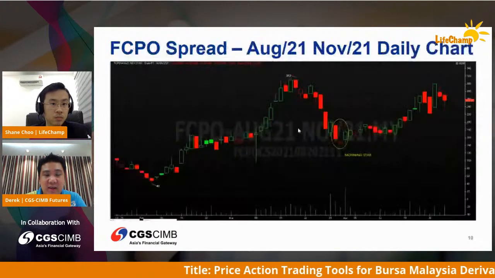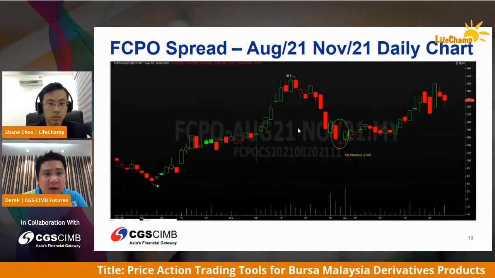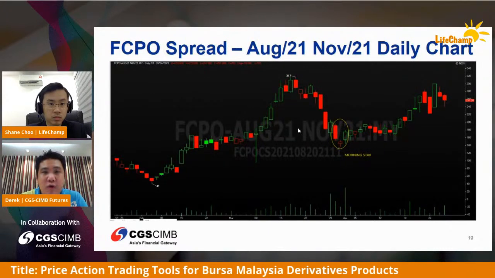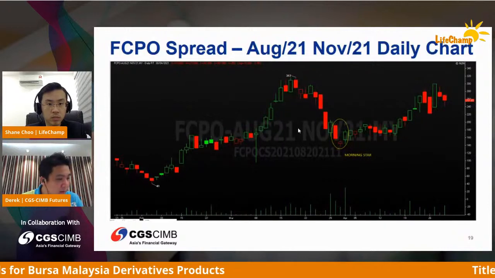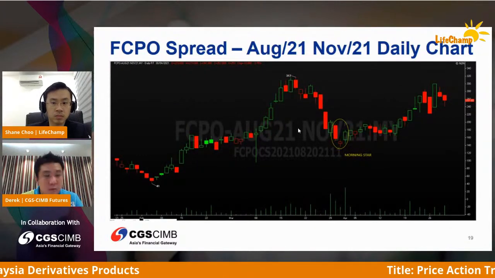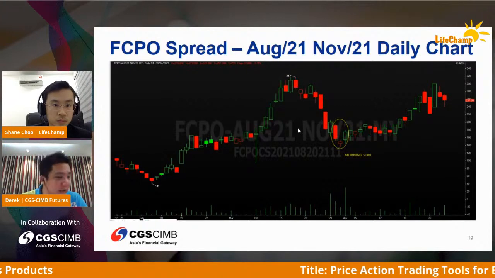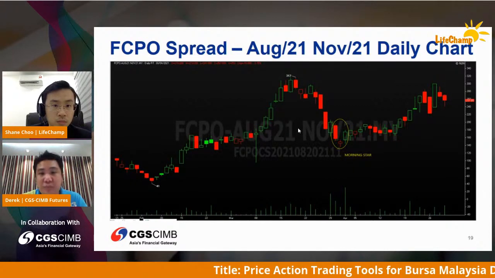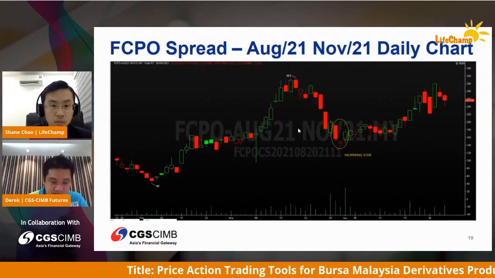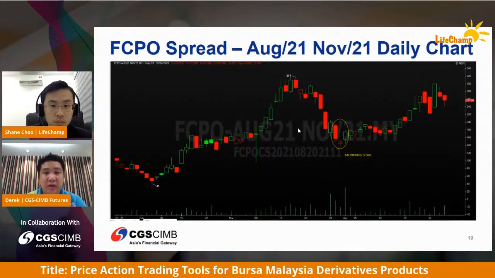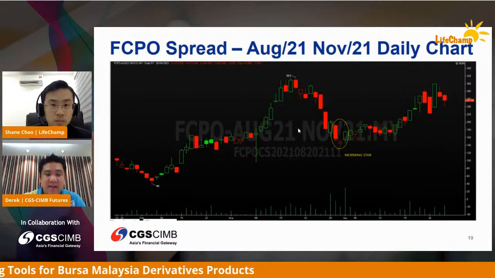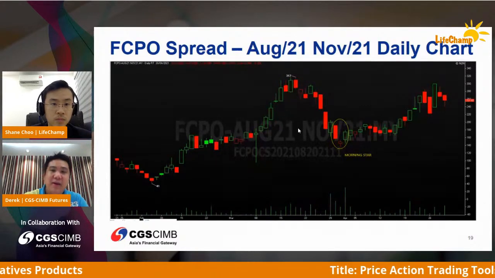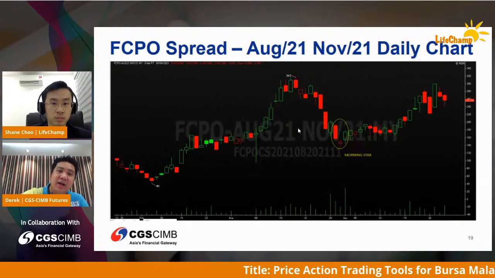So let's see. This is a CPO spread for August and November, daily chart. So you can see that the first candle has a bearish close, then a small candle as well, then suddenly a buyer steps in.